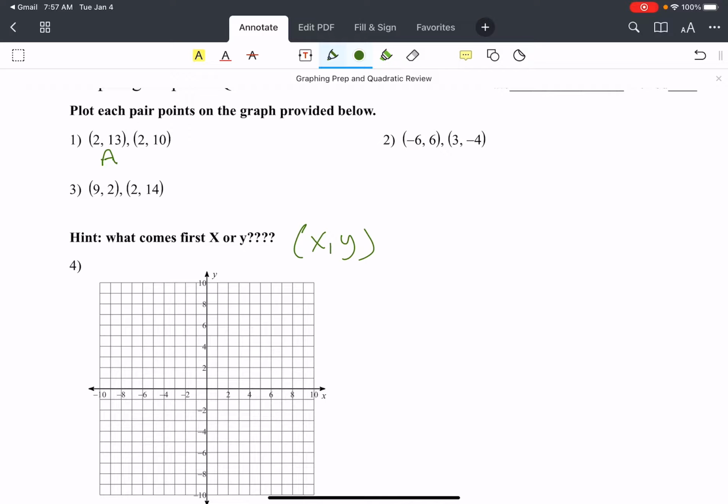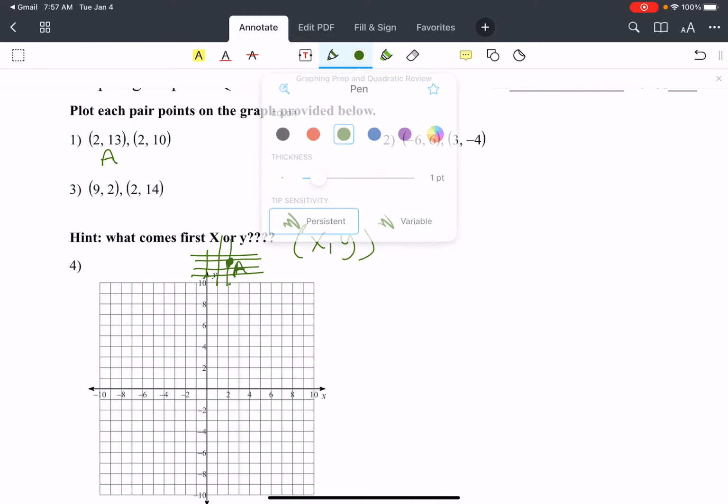So on this first point, we're going to call it A. I start at 0, 0, and I go over 2. That's my X coordinate, so that's how far I go on the X axis. And then I go up 13. Now this graph doesn't quite go to 13, so I can just extend it a little. I've got a point right there at 2, 13, and I'm going to call that point A.